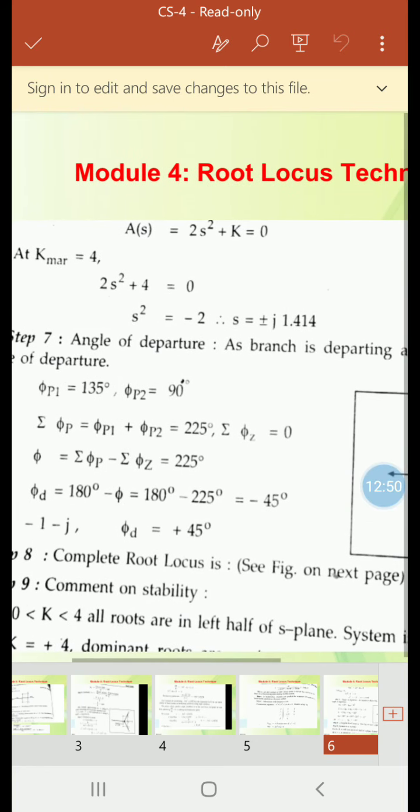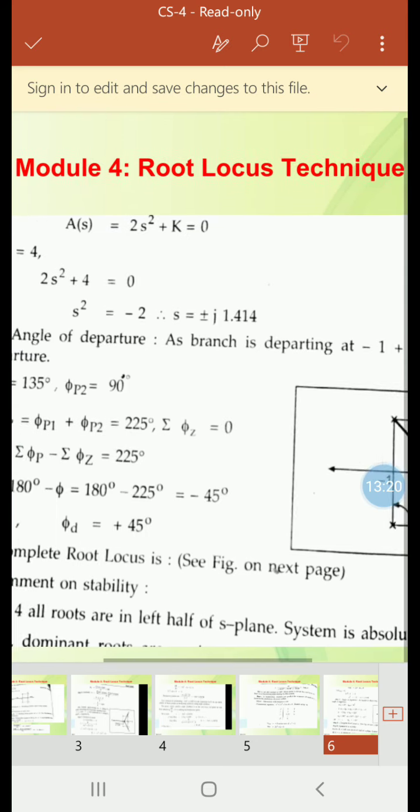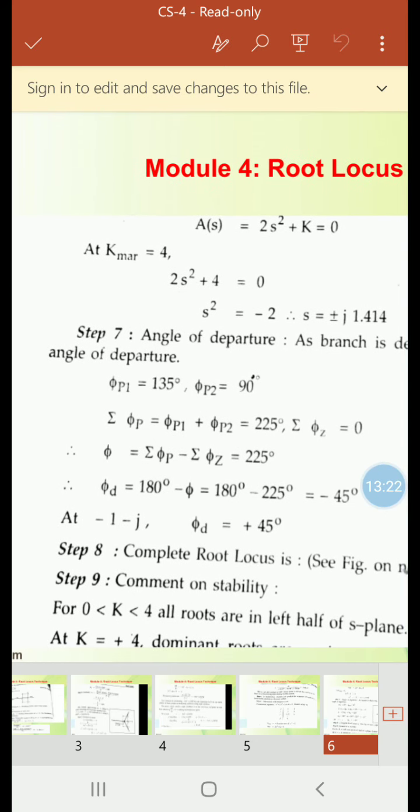Then you find the summation of phi p, which is phi p1 plus phi p2. So 135 plus 90, which is 225 degrees. The summation of phi z is 0 as there are no zeros. Then phi will be the summation of phi p minus the summation of phi z, which is 225 degrees. Then find phi d, which is 180 degrees minus phi, so 180 degrees minus 225, which is minus 45 degrees. At minus 1 minus j, phi d is 45 degrees.